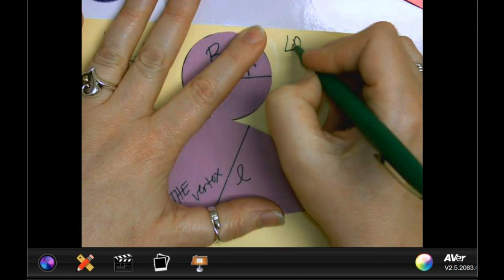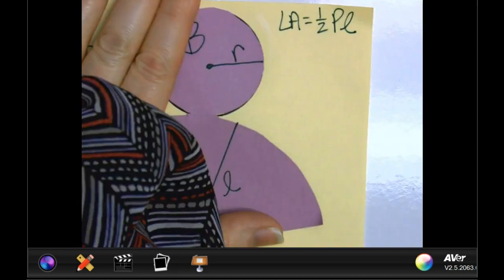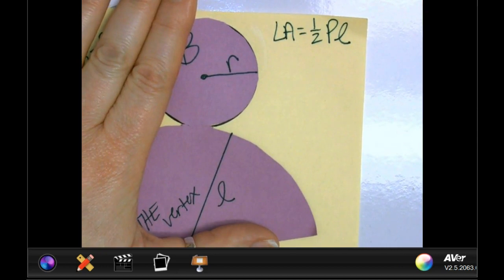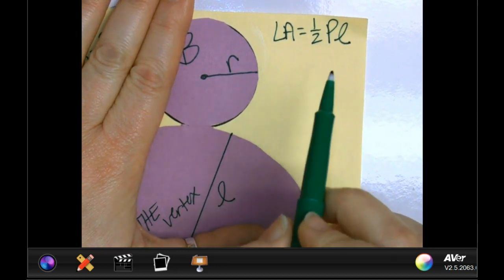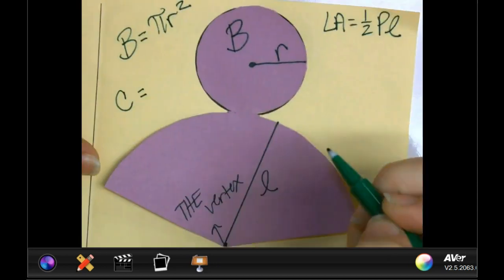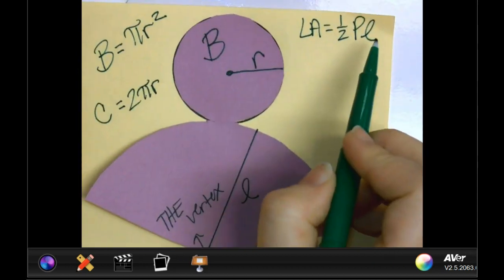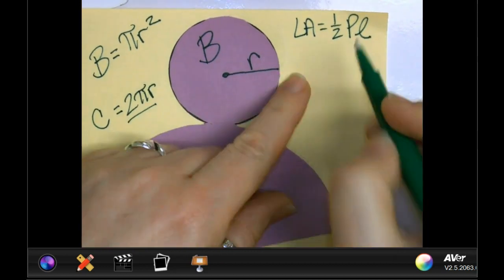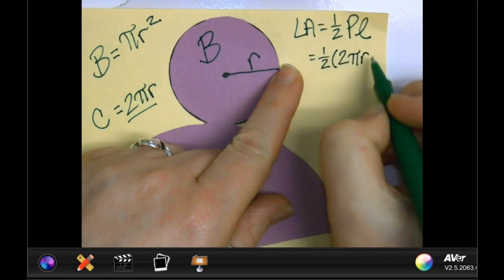Good. Lateral area is 1/2 perimeter times slant height. We came up with that yesterday from our triangles, and it all made sense, right? Well, we don't have any triangles here. But this exact same formula works here. But the difference is, just like with cylinders, we don't call it perimeter. What do we call it? Circumference. And then we know that circumference is always, what's the formula? 2 pi r. So to make this more circle-like, I'm going to substitute in the circumference formula for the perimeter. And that's going to give me 1/2 times 2 pi r times the slant height.